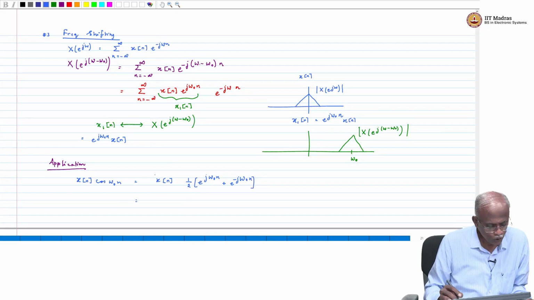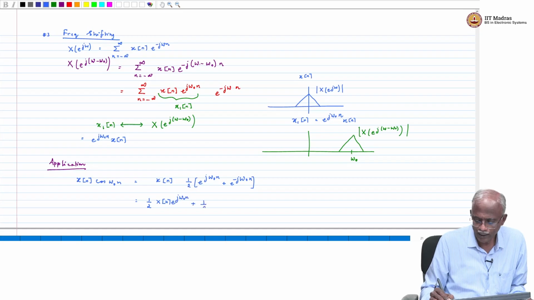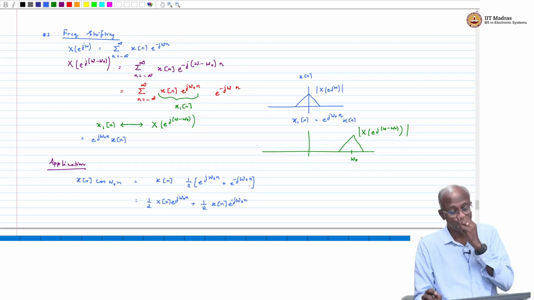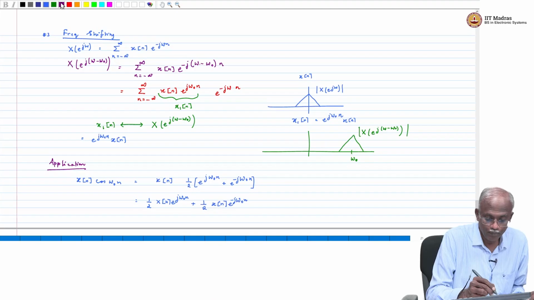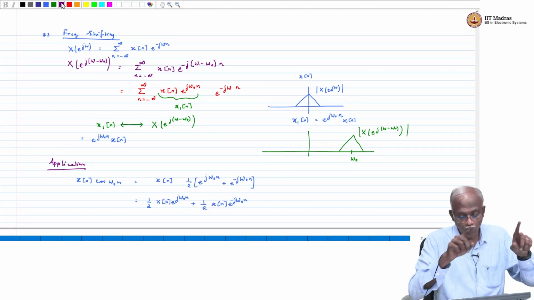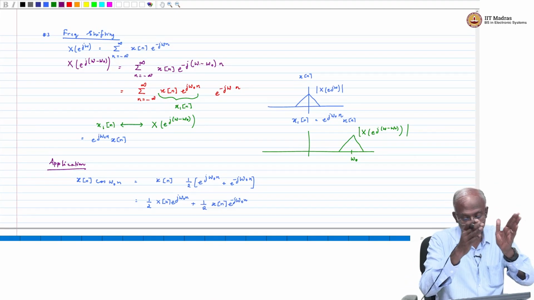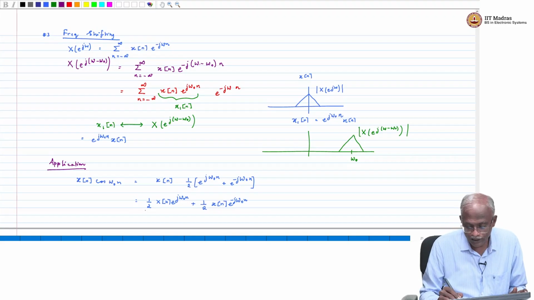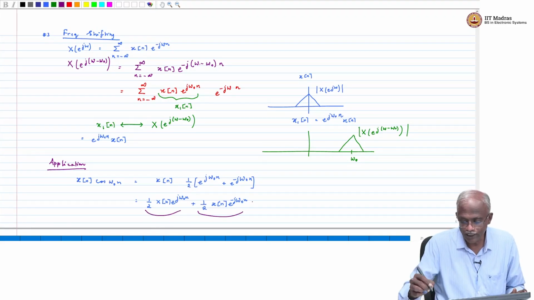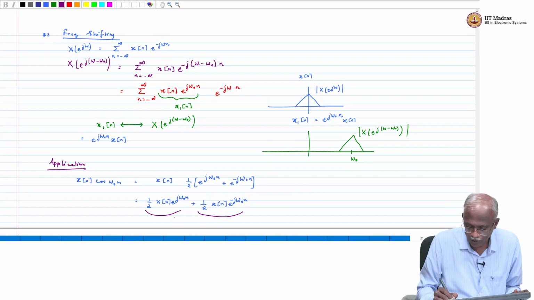So you can think of it as two terms: half x of n e power j omega naught n plus half x of n e power minus j omega naught n. Remember the property of linearity. If you want the spectrum of x of n e power j omega n, you can take the spectrum of these two terms and add them together. We'll call them the first term and the second term.